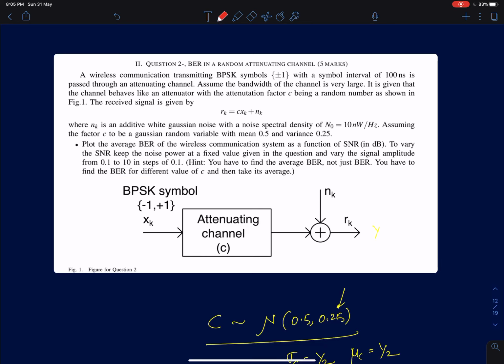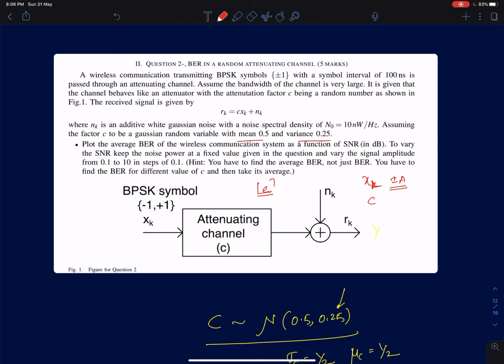So how do you simulate this assignment? You know how to simulate an additive white Gaussian noise channel. So first generate random samples xk. You can generate your random samples xk, plus or minus a. Then multiply it with the random variable c. Now that has to be generated. The variance and mean of this is given to you. So let's say you run the experiment for 1e7 symbols, 1e power 7 symbols. Then you have to generate this xk for 1e7 samples.